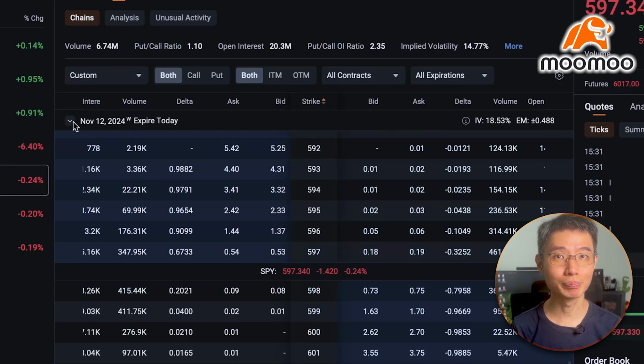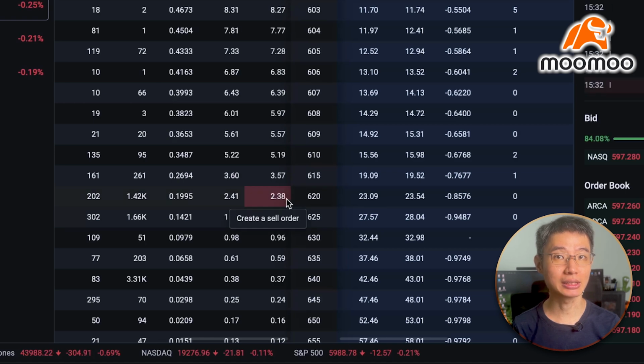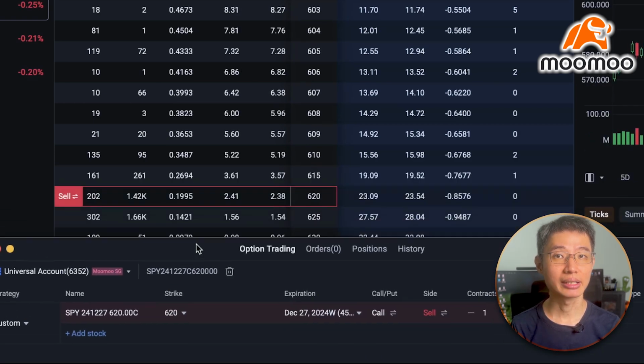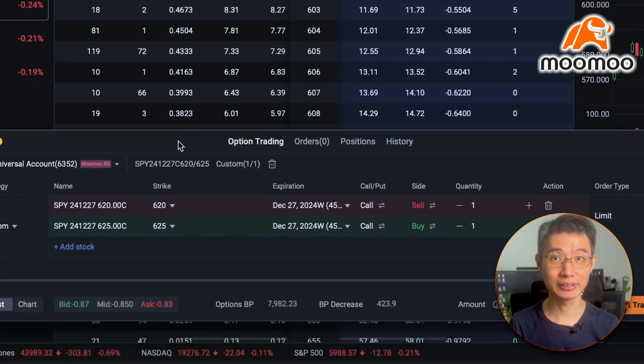In order for me to build a credit spread, I will sell an option at the strike price that I've chosen, then buy a second option at a further strike price.